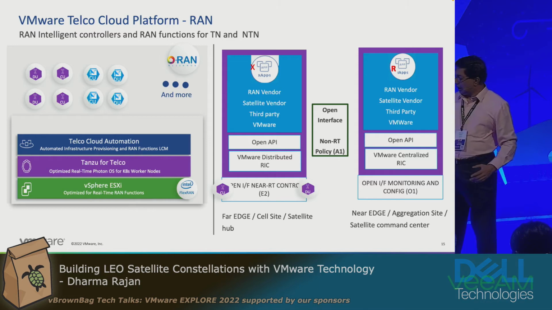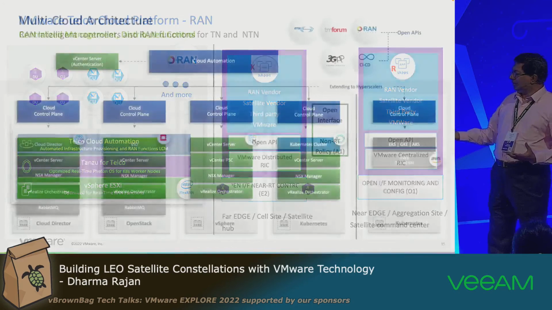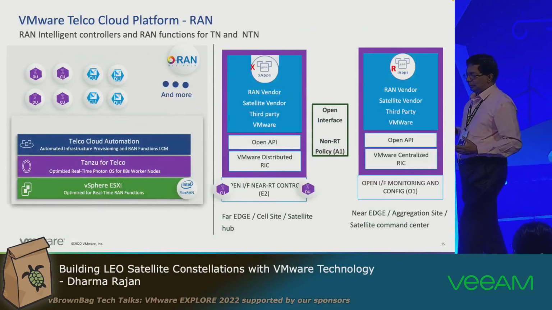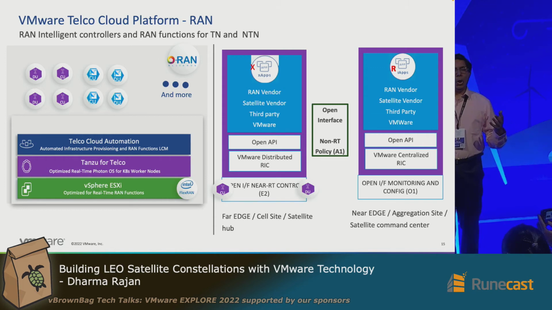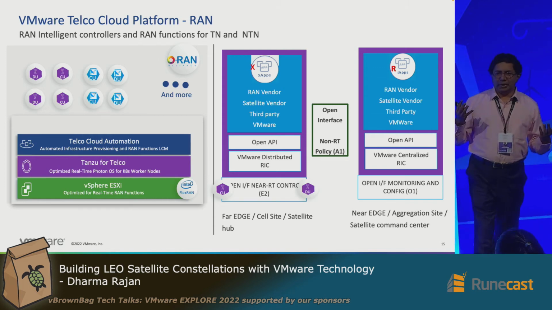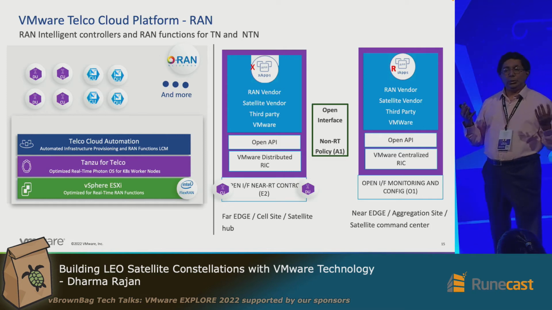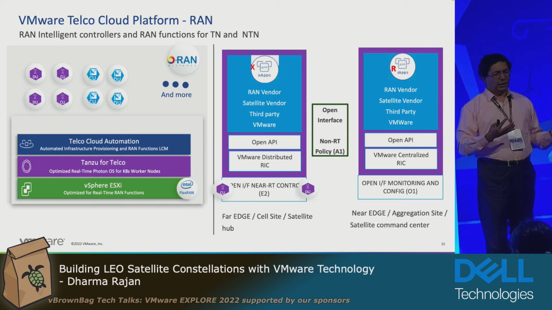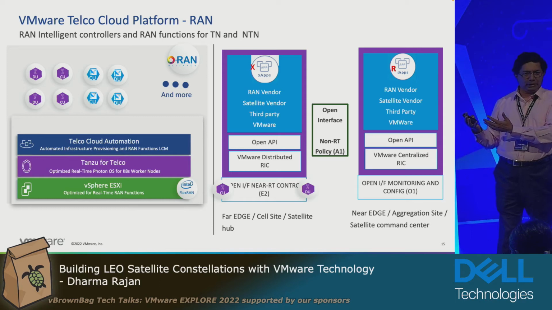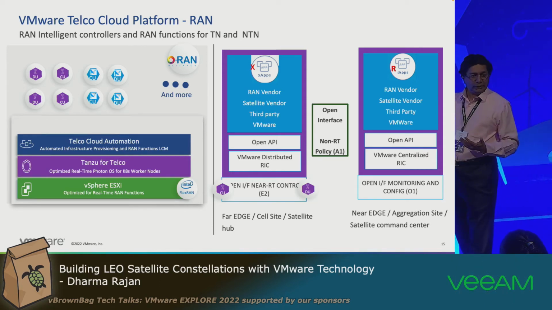Now, where does the intelligence lie? The intelligence again is in the RAN intelligent controller. If you look here, this is all based on the O-RAN specification, so it is an open specification, multi-vendor. You can have any vendor of your choice build those applications, whether it is a data plane application, a control plane, or a management plane application, for either the terrestrial network or the non-terrestrial network.